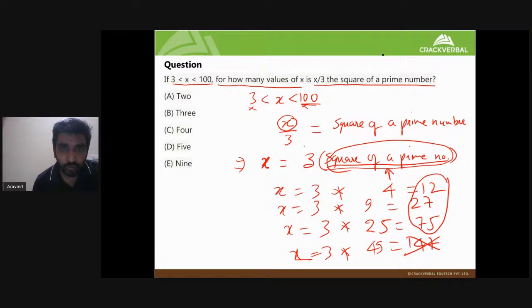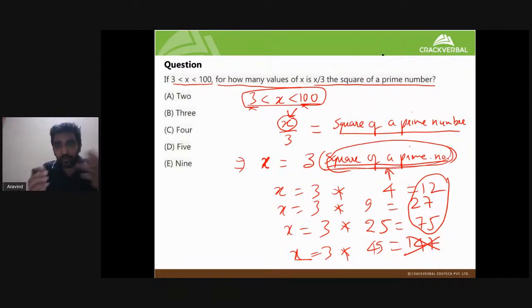So the better strategy here was to plug in for this value rather than plugging in for this value. If you start plugging in for this value, you're in trouble because the range is so broad that you'll have to plug in so many values. Whereas there is a nice little constraint here. You know that a square of a prime number is very, very unique. You don't find it often. So the strategy in such questions is to plug in for values which are rare, not common. So the answer on this question is B for Bravo, that is 3 values such that this condition is satisfied.